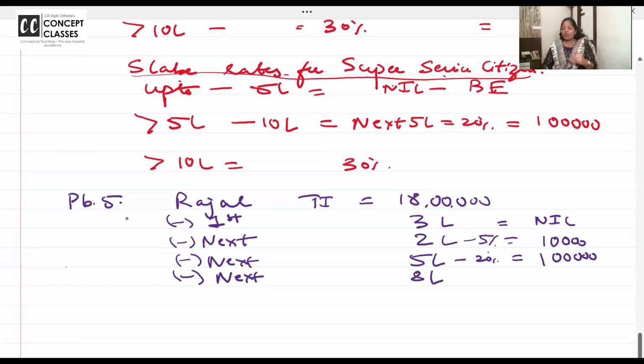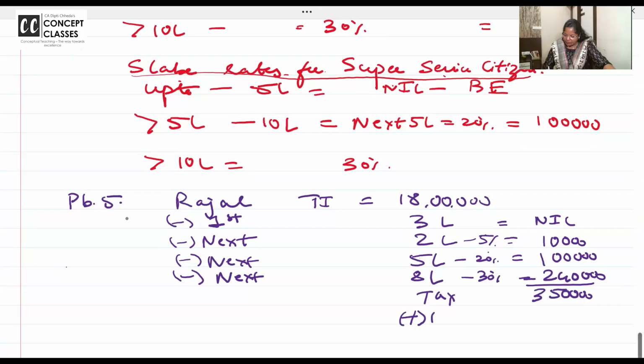On the next 8 lakhs. Ma'am, how did you get 8 lakhs? 3 lakh plus 2 lakh, 5 lakh and 5 lakh, 10 lakh. 10 lakh and above, whatever is your income, you have to pay 30% tax. 2 lakh 40,000. So it is 3 lakh 50,000 is your tax. And whatever you calculate tax on that, you have to pay 4% what?